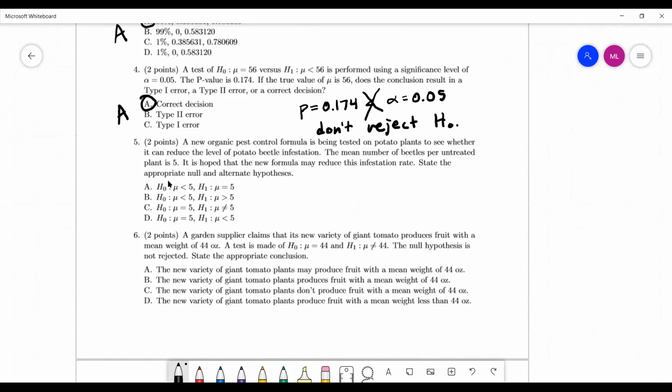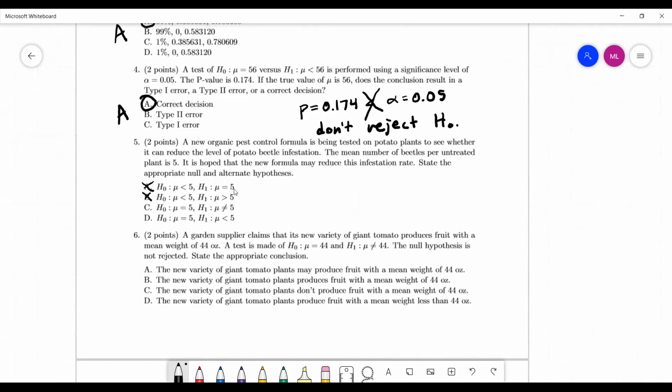Well, one thing I need to keep in mind that can help narrow these down is that the null hypothesis always, always, always has an equal sign. So I can immediately rule out A and B. It has to be one of these two because the null hypothesis always uses an equal sign.